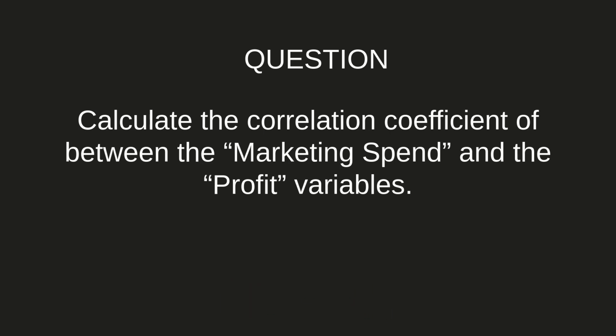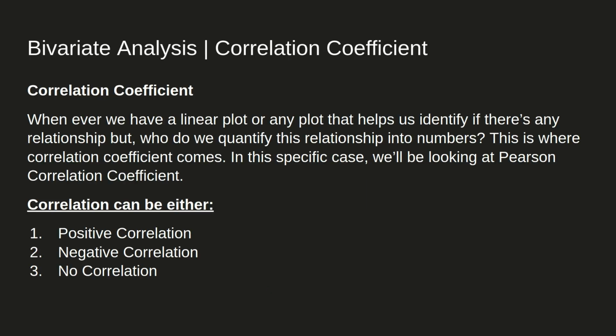Now let's move on to what correlation is. Correlation is part of bivariate analysis, where we analyze two data sets. Basically, we're going to try to find how strong a relationship is between two variables using actual mathematical values. Whenever we have a linear plot, or any plot that helps us identify if there is any relation between data, how do we quantify this relationship into a numeric value? This is where the correlation coefficient comes in.